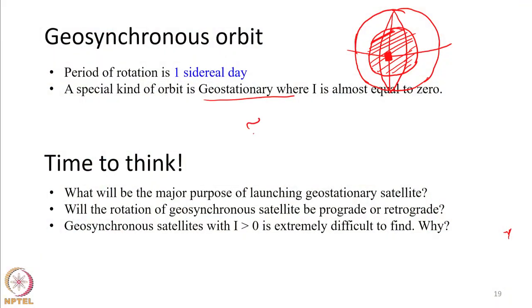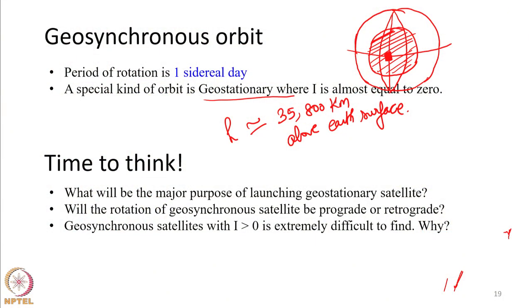If you substitute this time period in the equation relating time and velocity as well as the orbital height, we can calculate that these satellites have to be placed at a height of approximately 35,800 kilometers. That is, the orbital height h will be approximately 35,800 kilometers above the earth surface. So such orbits with this much altitude, with satellites having a time period of rotation of one sidereal day, are geosynchronous satellites, and if I is equal to 0 for geosynchronous satellites, they are called geostationary.